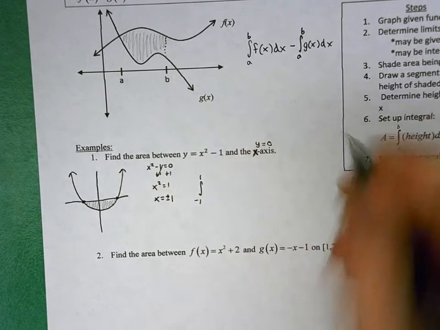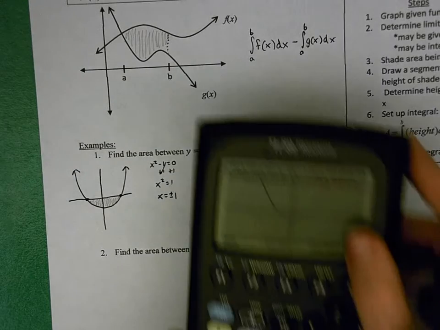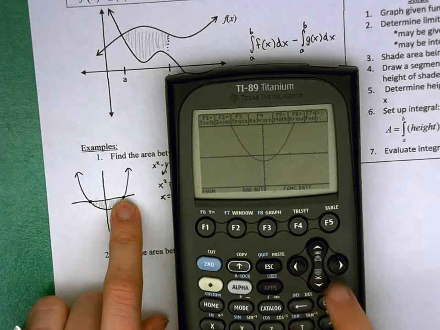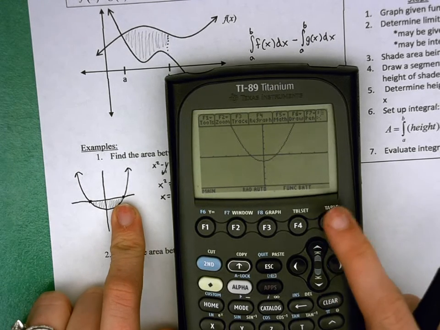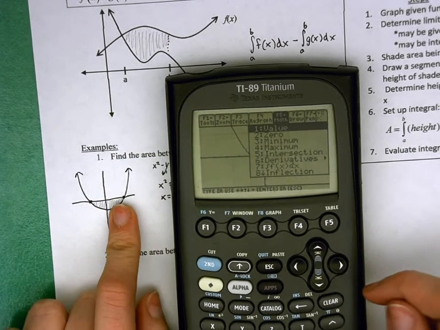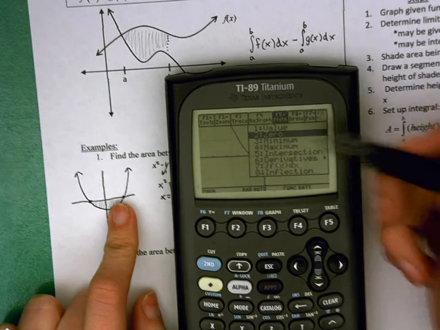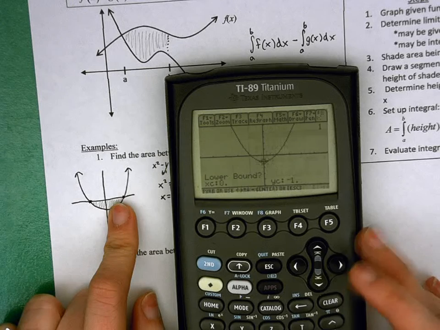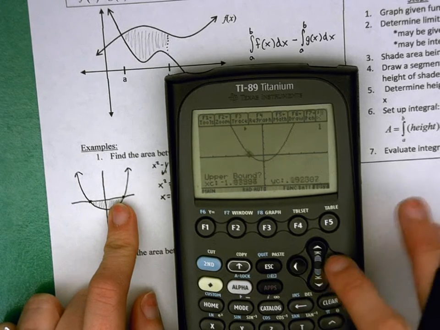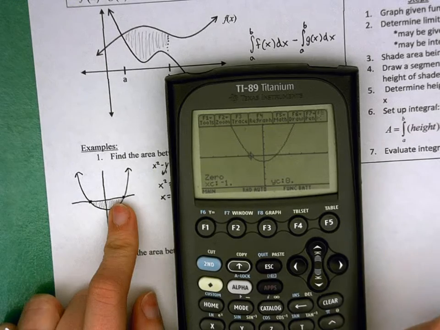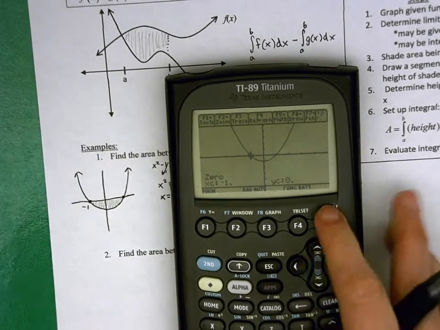Positive or negative 1, those are our limits. The other option would be using your calculator. Where the graph touches the x-axis is a 0. So when we go to F5 on the 89 or second calc on the 84 and down to number 2, which says zero, hit enter, and it'll ask you for your lower bound and your upper bound, and you'll get negative 1. And then you would do the same thing on the other side.